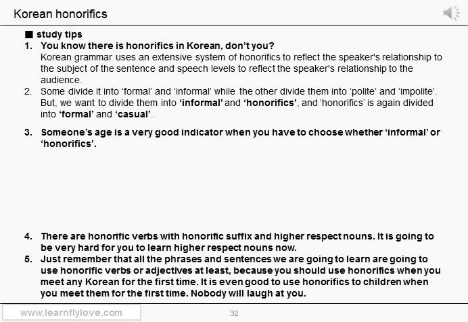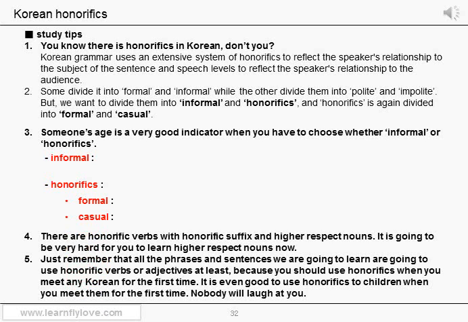You already know there are honorifics in Korean, don't you? Korean grammar uses an extensive system of honorifics to reflect the speaker's relationship to the subject of the sentence and speech levels to reflect the speaker's relationship to the audience. Too difficult? Don't worry, we'll make it as easy as possible. Some divide the form of Korean language into formal and informal, or polite and impolite, but we want to divide it into informal and honorifics. And honorifics is again divided into formal and casual.